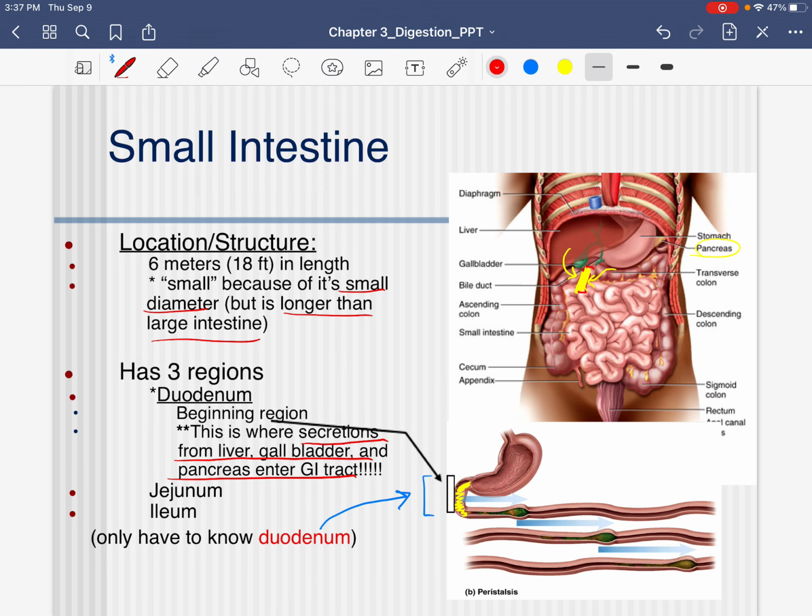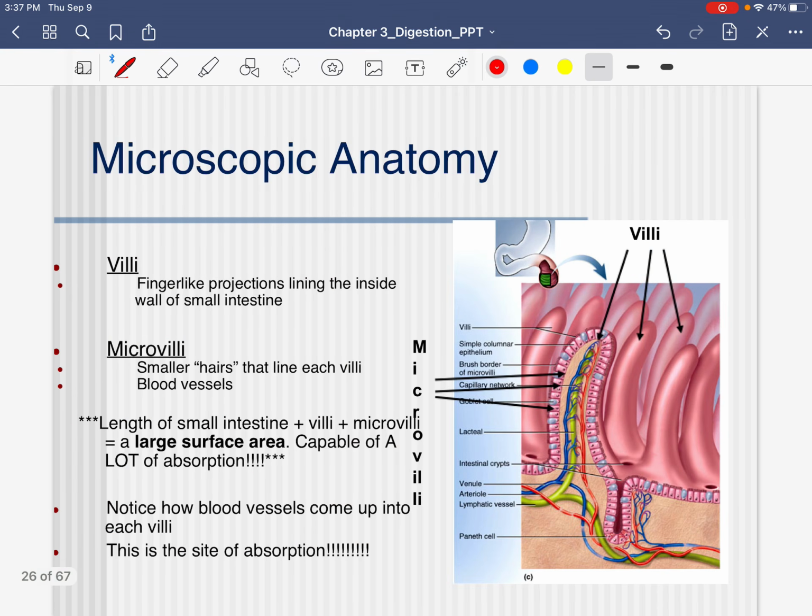Really important. Now there are other regions. There's the jejunum, which is the middle region of the small intestine, and then the ileum, which is the most distal or last region of the small intestine. Now, if we look up close, this is what the small intestine wall looks like up close. So here's the small intestine. Well, if we take a look at the wall under the microscope, it has all these hairs. These hairs are called villi.